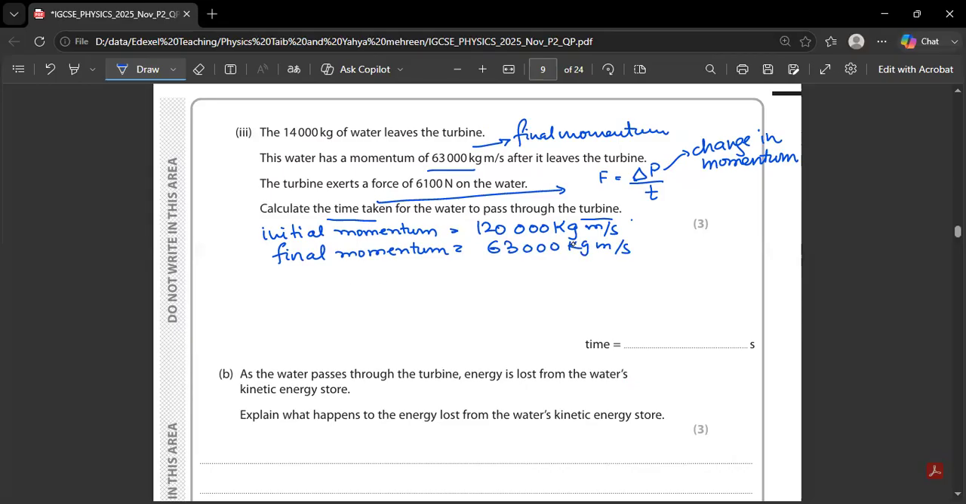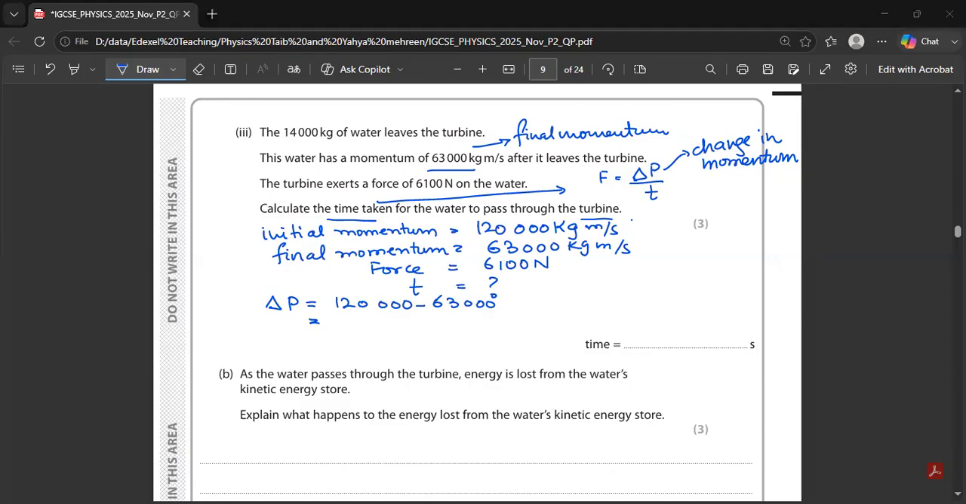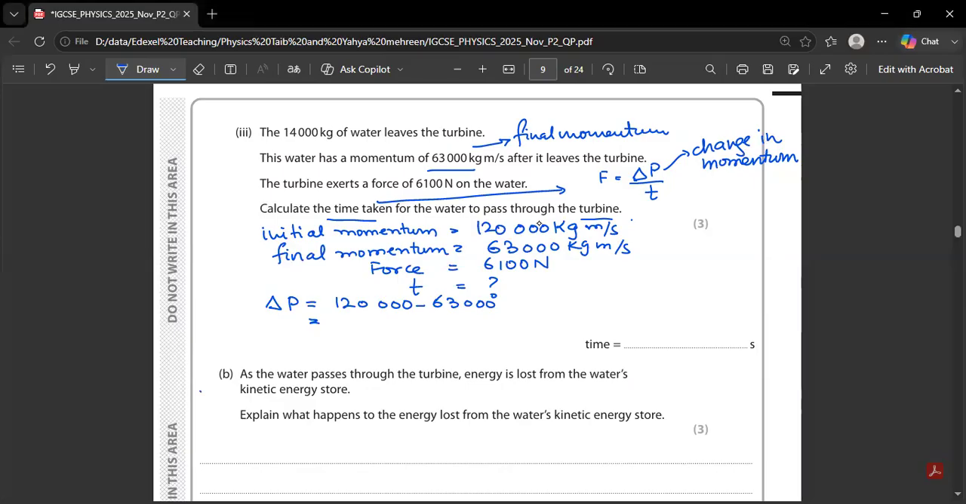And the force that is exerted is 6,100 Newton, and we have to find out time. In order to find the change, I can subtract 63,000 from 120,000. So what value are we getting? It's 57,000 kilogram meter per second.